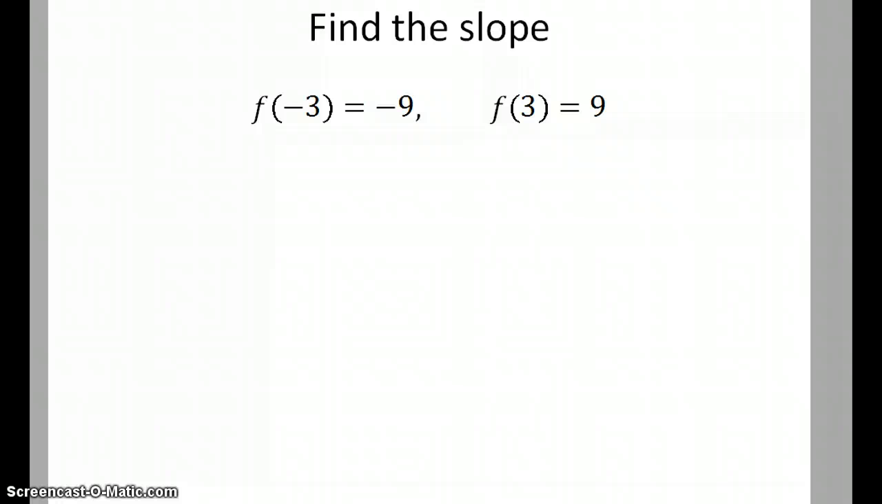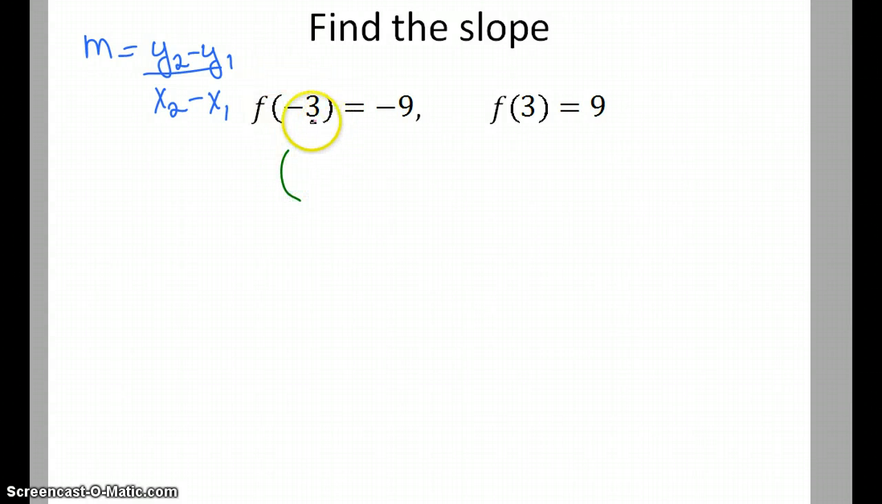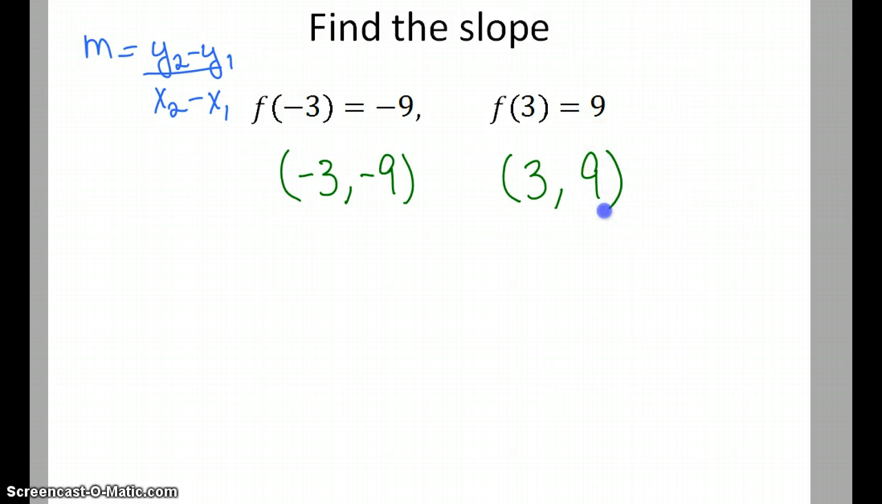Okay, now we're going to take a moment and find the slope. Now remember from earlier, they've given me my ordered pairs. I've got the formula for slope. I know that slope is equal to y sub 2 minus y sub 1 over x sub 2 minus x sub 1. They've given me my ordered pairs. They look a little bit different. If it helps you to rewrite it, look, this is my x value. F evaluated at negative 3 gives me negative 9. So my input was negative 3. My output is negative 9. Over here, my input is positive 3. My output is positive 9.